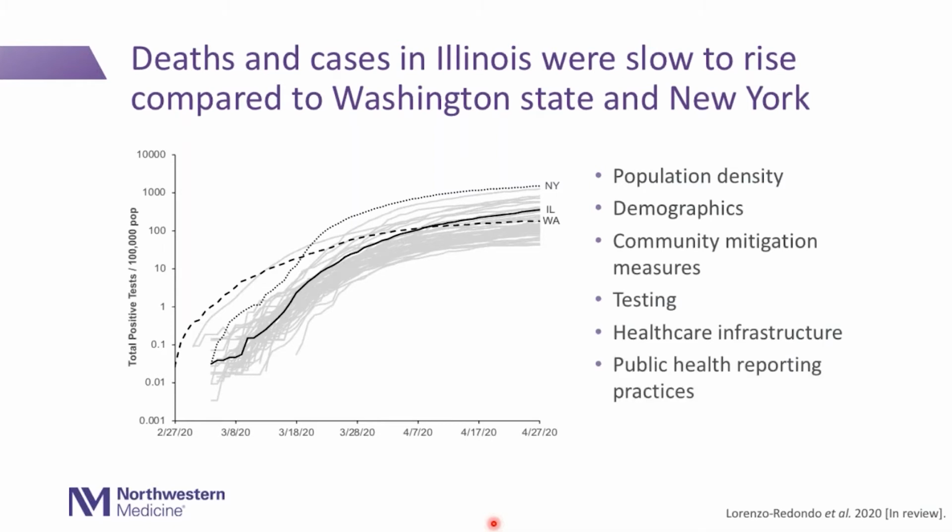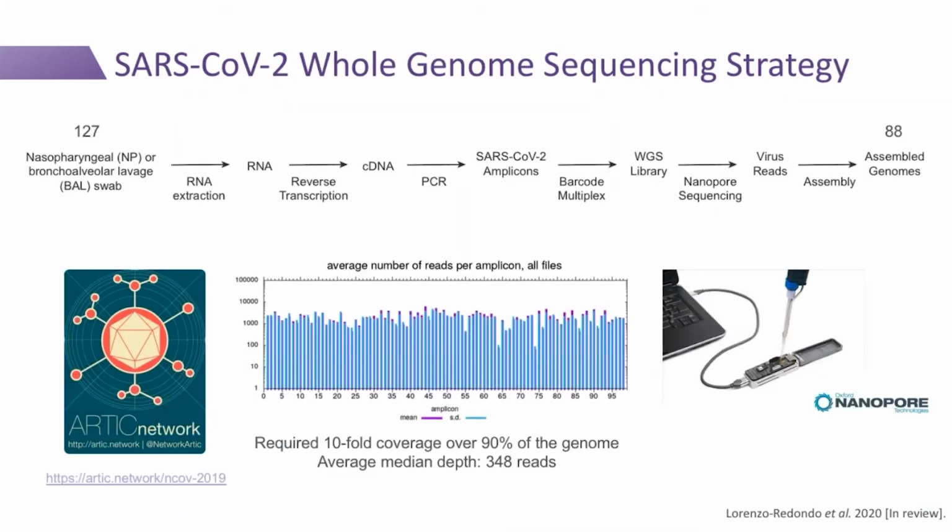But the big question was, is there a viral mutation that is also contributing to the differences that are being observed across the United States? To get a better understanding of the viral mutations that were occurring here in Chicago, we adopted a whole genome sequencing strategy that's illustrated in this line diagram here.